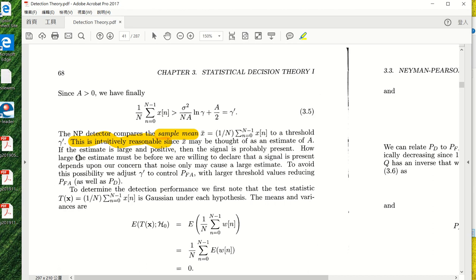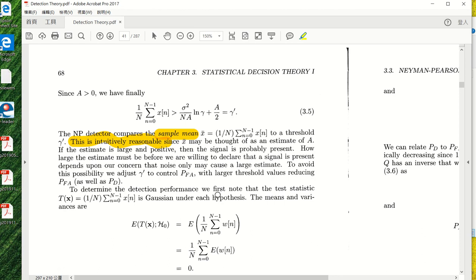So how large the estimate must be before we are willing to declare the signal is present depends on our concern that the noise only may cause a large estimate. Right? This is the probability of false alarm, right? You have a coincidence that the noises are somewhat large, and as a result, you have a large sample mean. Then you make a mistake for PFA. So to avoid that, we need to adjust gamma prime to control PFA with larger threshold values, reducing PFA.